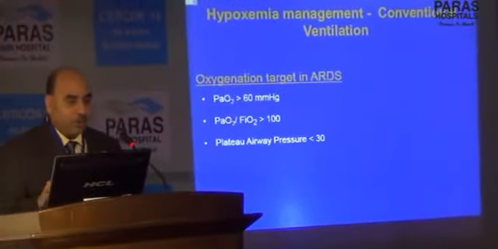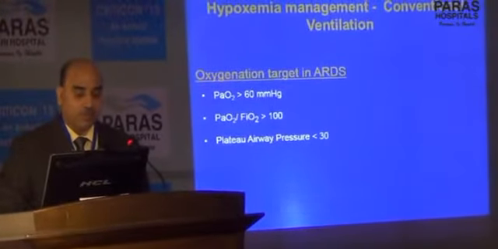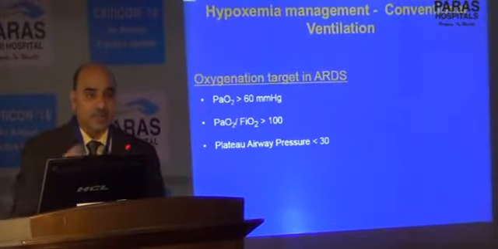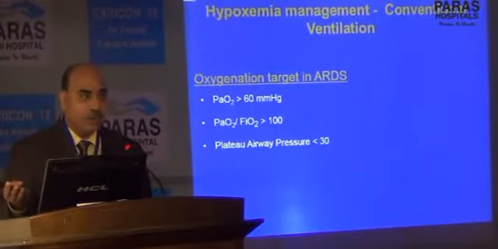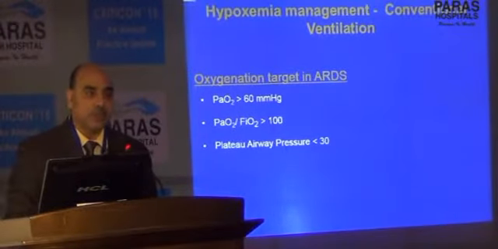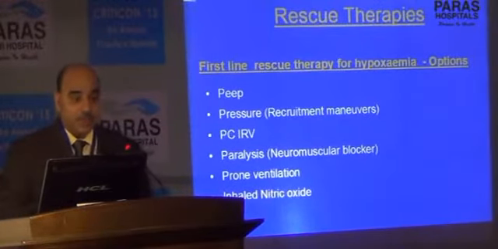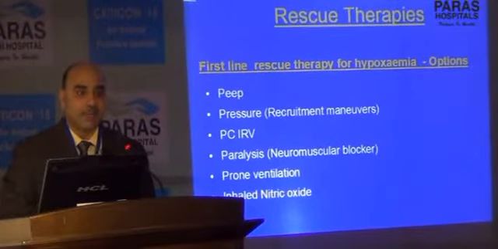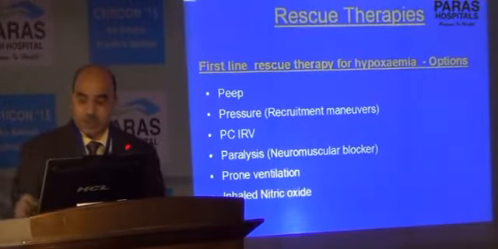Now, the target: we know that a patient with ARDS should have a PO2 of more than 60 or a PO2 to FiO2 ratio more than 100, and plateau pressure less than 30. If your patient is maintaining this target, there is no need to change the ventilation. We can continue with such ventilation. But obviously you will be worried if your patient is not maintaining the target. So PEEP, pressure control ventilation, paralysis, prone ventilation, inhaled nitric oxide. These are the first line rescue therapies that can be selected based on the patient's criteria, based on what gadgets you have available, and based on what experience you have to manage such patients.